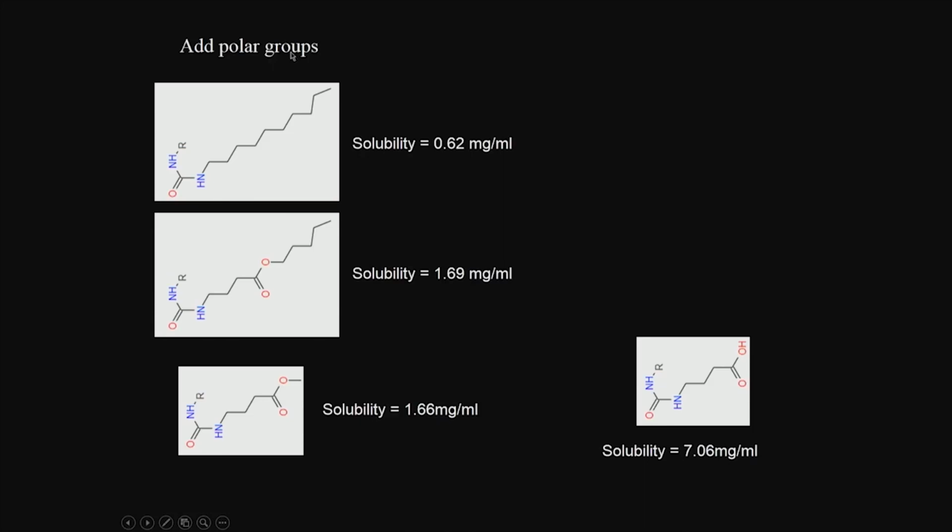Add polar groups. Okay. So, we can add polar groups, that means we can add oxygens and nitrogens. Look at this molecule, it's got 1 oxygen, 2 nitrogens, okay, 3, solubility is 0.62. Now they have added oxygens here and here, solubility becomes 1.69. Look at this molecule, some of the CH2 groups have been removed, solubility has become 1.66. Now make an acid out of this, solubility has gone to 7. So, we have almost increased the solubility by 10 times here.